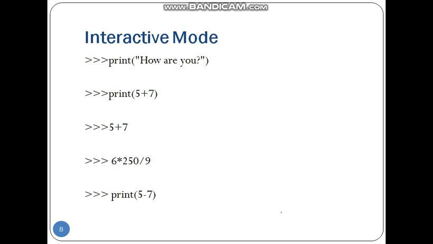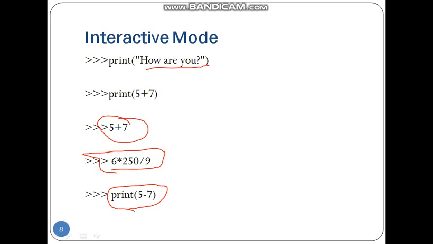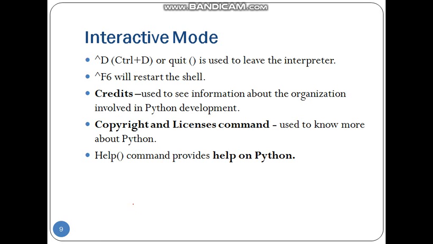This is the interactive mode. You can just give a command like this to print something to the screen. You can use the print function, and whatever you want, you can give like this. The answer of this will be how are you. Then print 5 plus 7, and it will show you the answer, 12. Without the print function, you can give an expression like this also in interactive mode, and simply get the result. You can write any type of expression within the print command also. So this is the interactive mode.